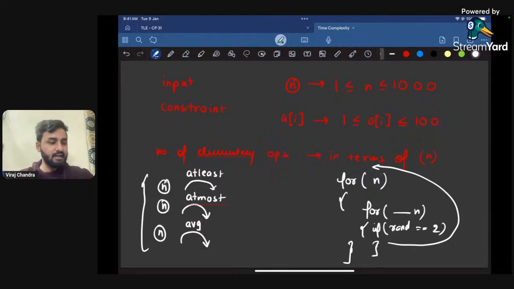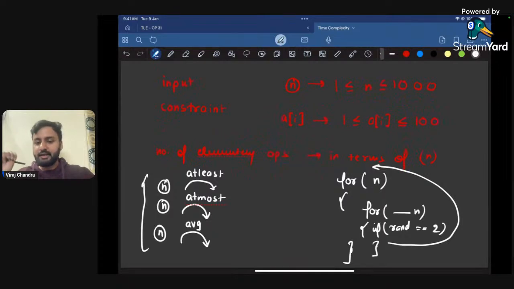So at least, okay, so understand this. At least basically means whatever happens, this much will be done. Okay, whatever happens, this much is done. That means it's sort of the best case considerable. Yes, exactly. You are getting this logic.